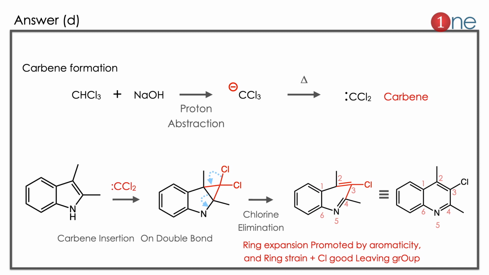The answer is D. Let us see how. Initially, you should know how the carbene is formed. When there is chloroform and base, there will be proton abstraction. So the negative anion is formed. It is stable because of the chlorine electron withdrawing groups. Then after heating, you will have the carbene there. So carbene is formed there.